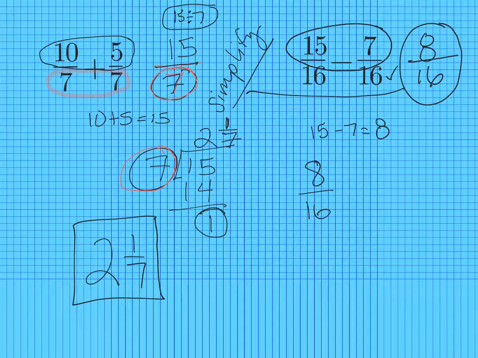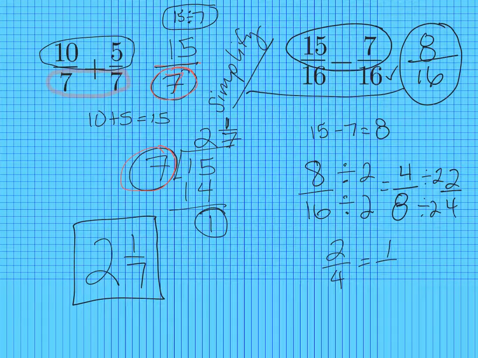8 over 16. What can I divide both the top and the bottom by? Well, if you don't know, you could at least start with a 2. I can divide them both by 2. And I would get 4 and 8. Could I do that again? Sure. I could divide both the top and the bottom by 2 again, and I could get 2 over 4. Now we're getting smaller and smaller. We want to go as small as we can. And 2/4, just like we did prior, is equal to 1/2.